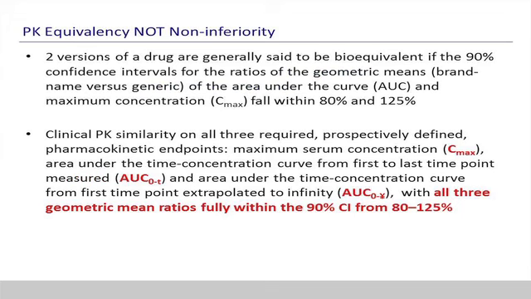Now, if we look at PK, we're talking about equivalency, no such thing as non-inferiority. So you're looking at Cmax, area under the curve from first to last time point, and area under the curve from first time point extrapolated to infinity. And all 3 of these geometric means must fully fall within the 90% confidence intervals from 80 to 125%, which is the predefined definition of equivalency that the FDA uses for antibiotics and for PK.